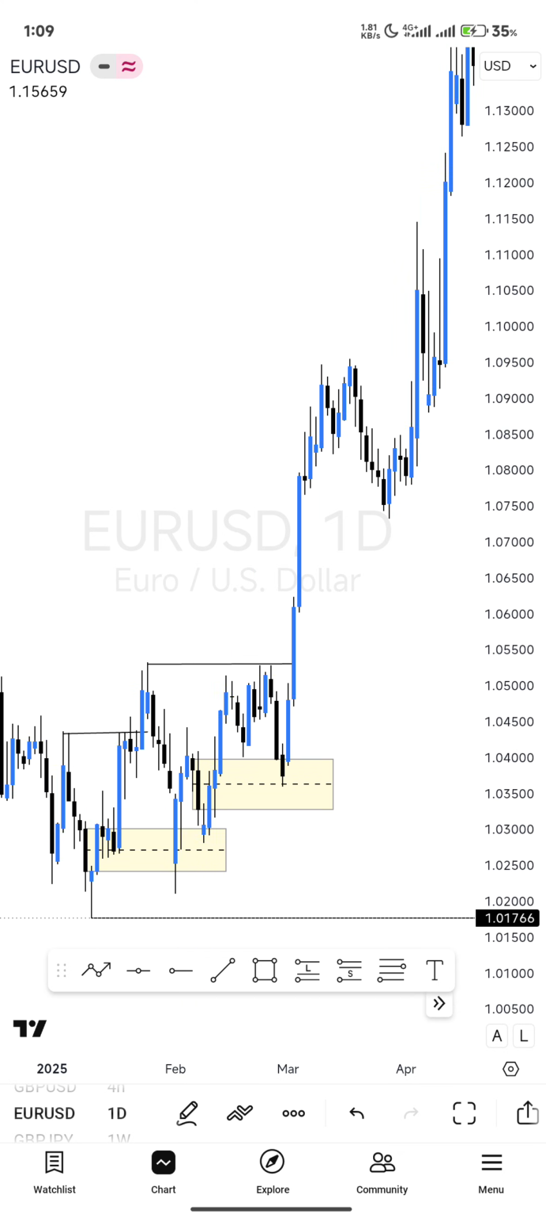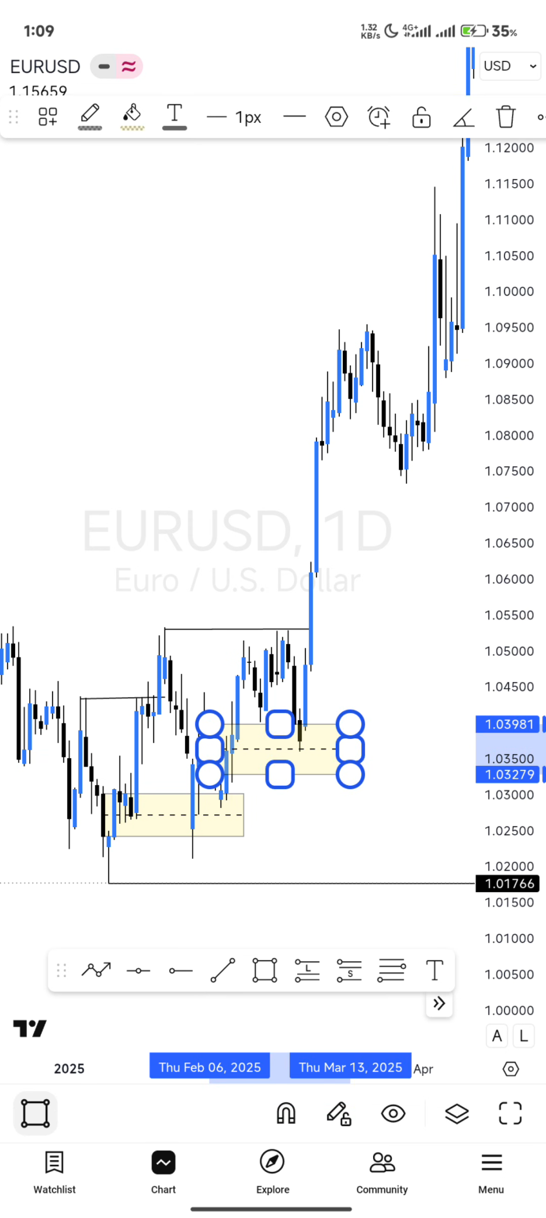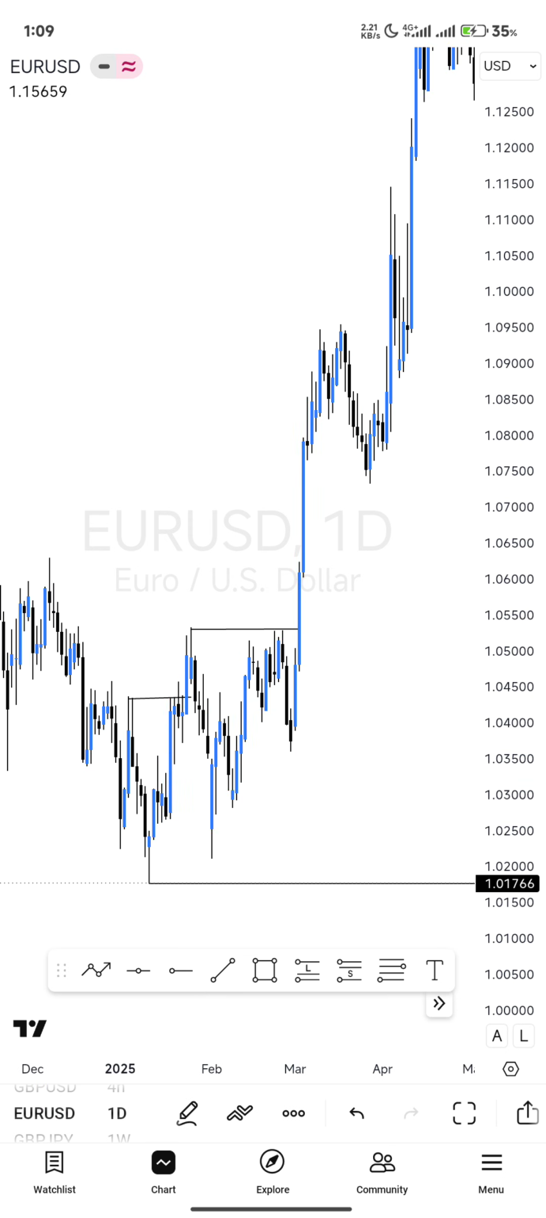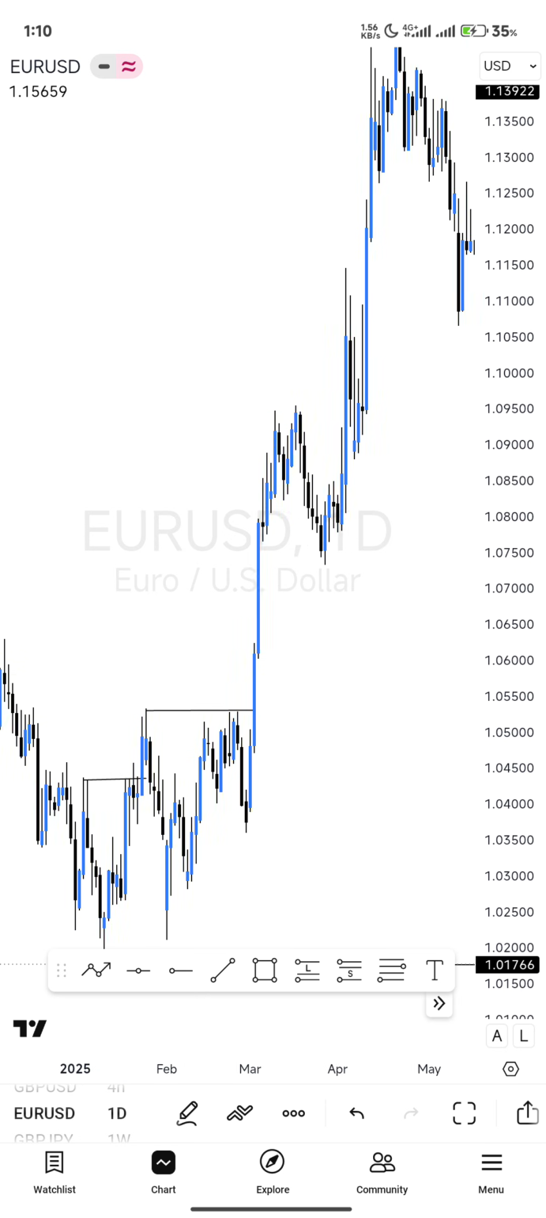So this is it. If you mark out this on your daily time frame, when you go down to a smaller time frame to look for entries, you look for entries within this order block. So you're only looking for buy entries within this order block. So basically this is how to use order blocks. All right, now you can also use them as continuations.